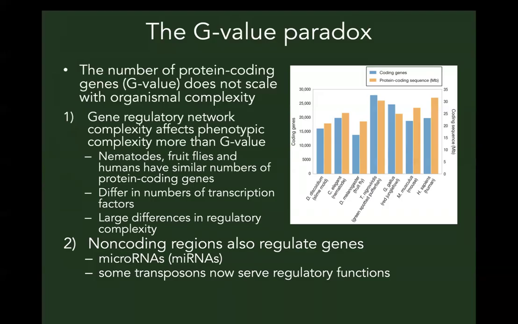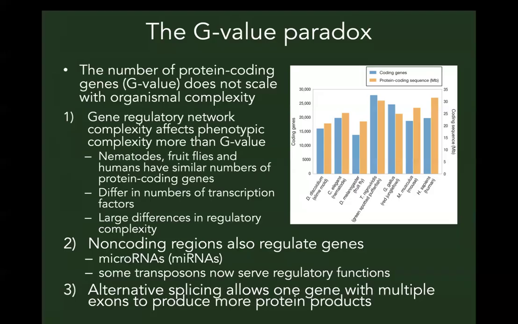All right, that's the first thing in the non-coding region that may be regulatory. And the second one is that some transposons, even though they do not copy themselves to do anything useful for us, have actually become changed and end up serving regulatory functions. And the third possibility here, and again, these are not necessarily mutually exclusive, but these are all potential answers for why the number of protein coding genes doesn't scale with organismal complexity.